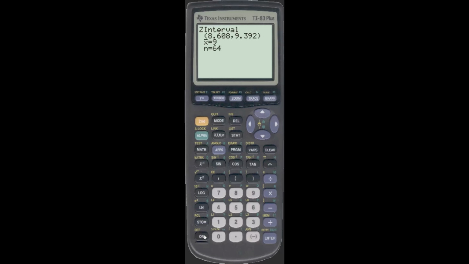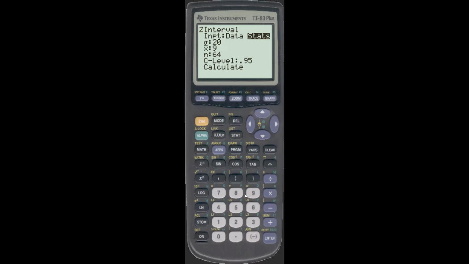All right, turn it back on. Clear. So stat, test, all these different ones. You got to know which one to use. Z interval, intervals for confidence intervals. It's really what it stands for. Stats, because we don't have the data. Sigma is 20.